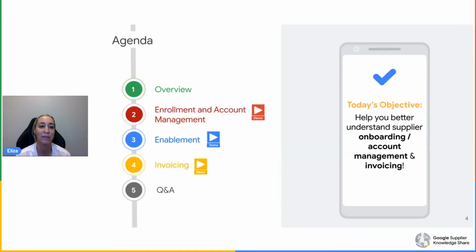In terms of our agenda, we will provide an overview of our supplier journey, and then we'll move into some more specifics and detailed sections around how to enroll as a new supplier, and then what that looks like as an existing supplier, and how you manage that account on an ongoing basis. Then we will talk a little bit about Ariba Enablement, Ariba Invoicing, and we'll wrap up with our Q&A.